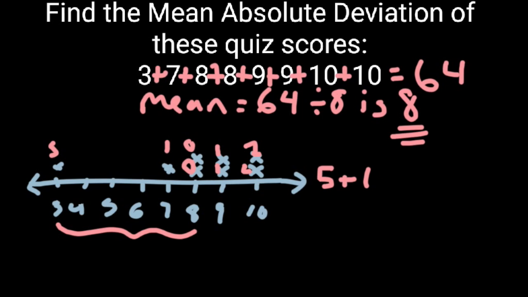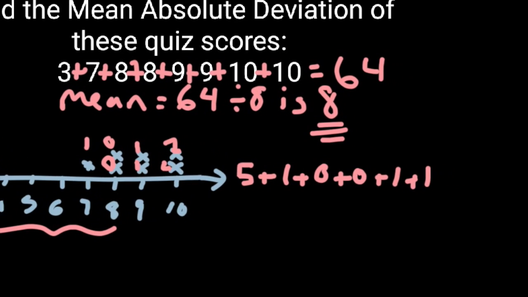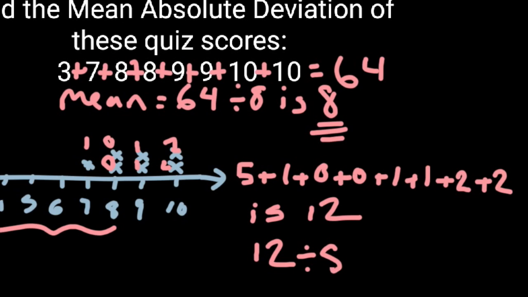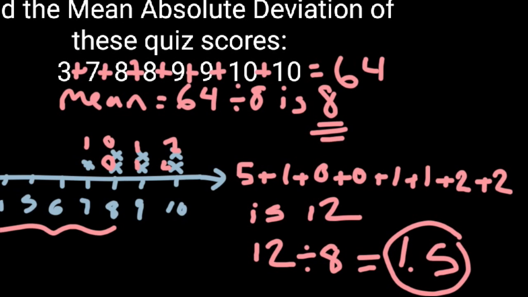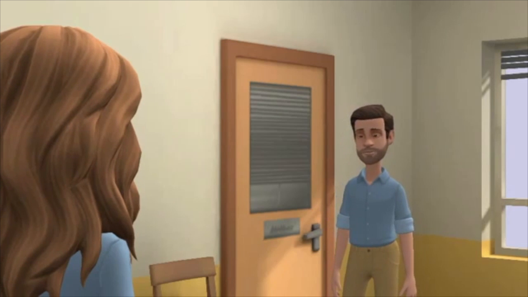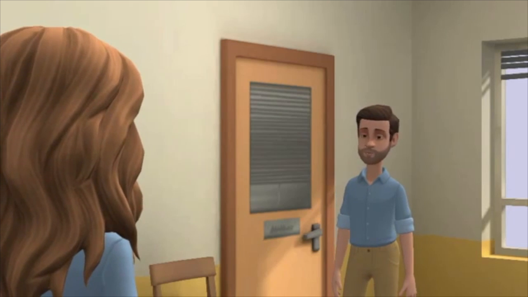Step 3. Add all the distances. Step 4. Find the average of the distances by dividing by the number of data values. So, the sum of the distances is 12 and divided by 8 is 1.5. Michaela, your quiz scores differ from the mean by an average of 1.5 points.